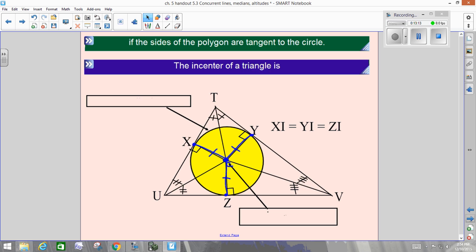Now take a look at the blue lines in relation to the circle. How are the blue lines related to the circle? Careful, circles have curves, so they wouldn't be able to make a right angle.